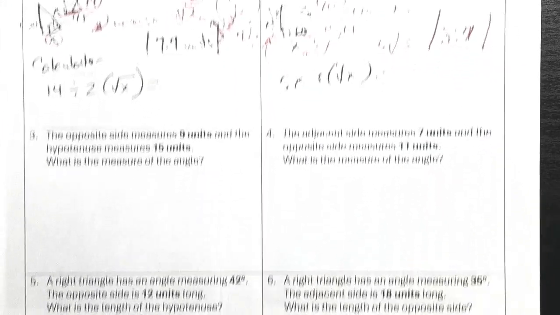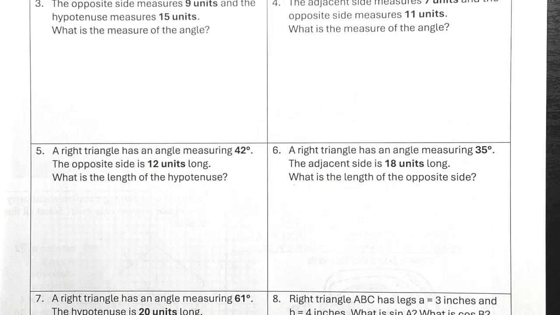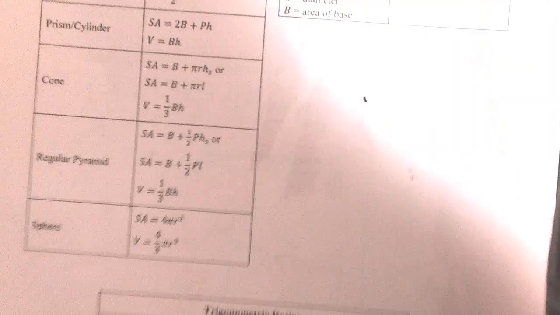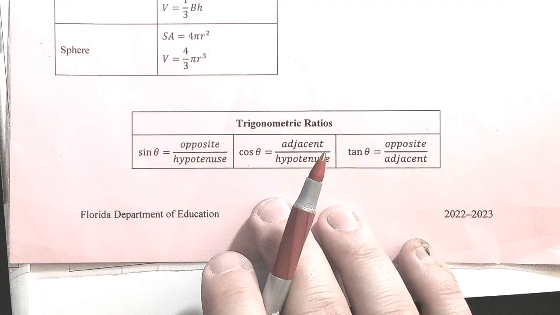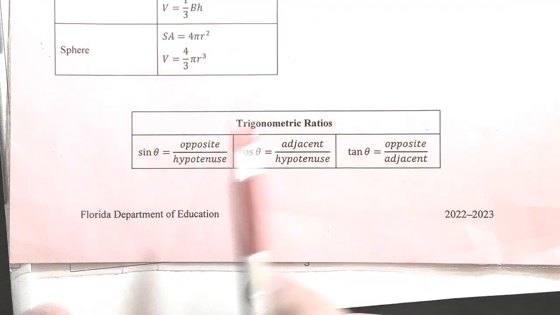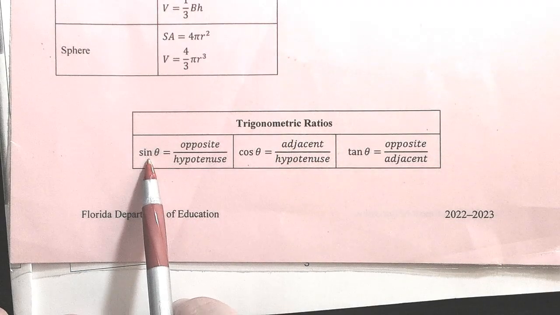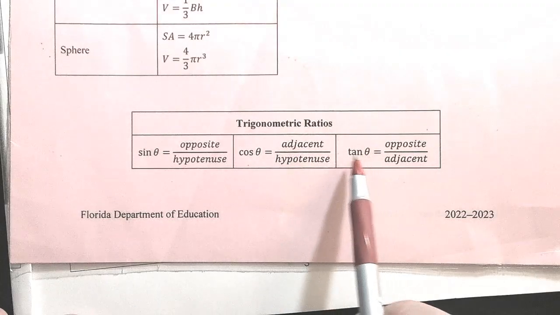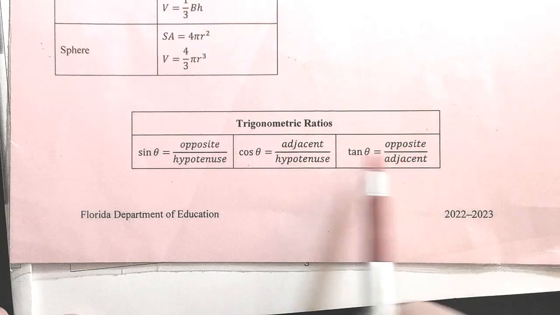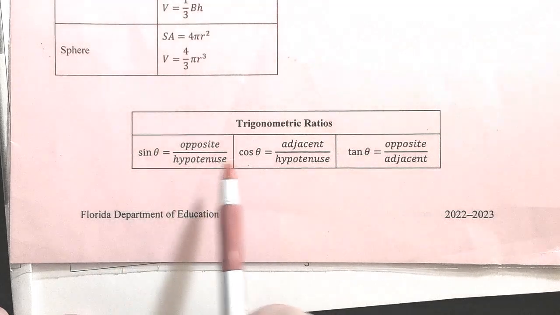Okay, so now we're going to talk about trig. Flip over and go right here. So this is the opposite side of the reference sheet. So trigonometric ratios. SOHCAHTOA: sine is opposite over hypotenuse, cosine is adjacent over hypotenuse, and tangent is opposite over adjacent. This symbol here means theta. It's just the angle we're talking about.